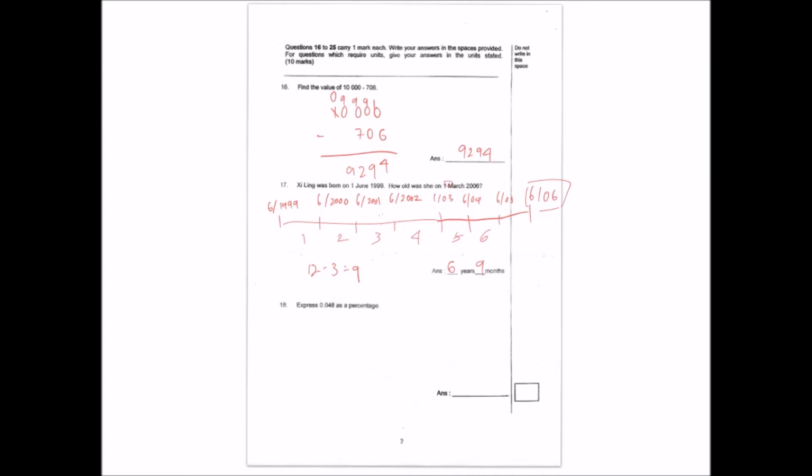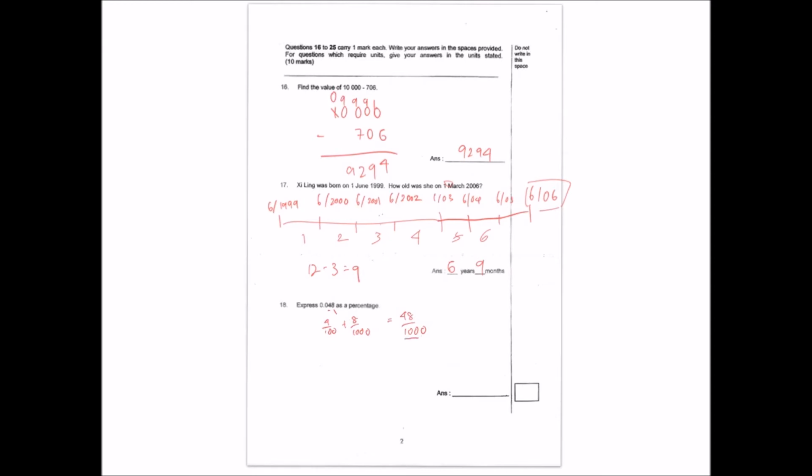Okay, question 18. Express 0.04 as a percentage. In order to express a decimal as a percentage, we change the decimal into a fraction first. So this second decimal place is actually 4 over 100, and 8 is an 8 over 1,000. When we add that together, that's actually 48 over 1,000. That 48 over 1,000, we need to make it a denominator of 100. A denominator of 100 is a percentage.